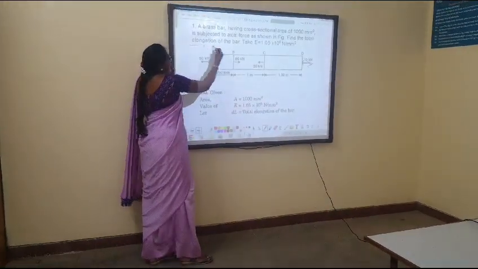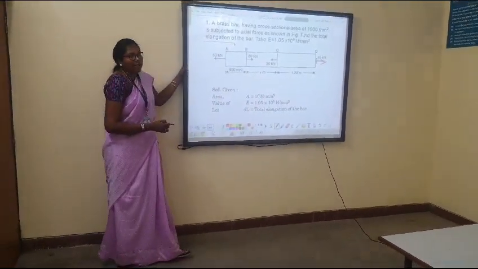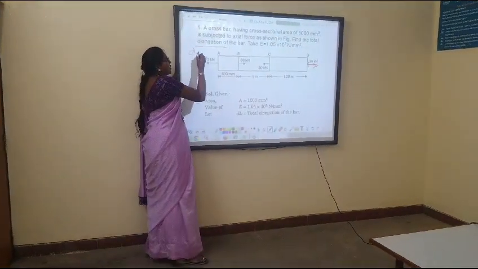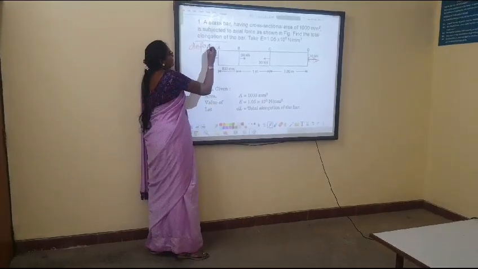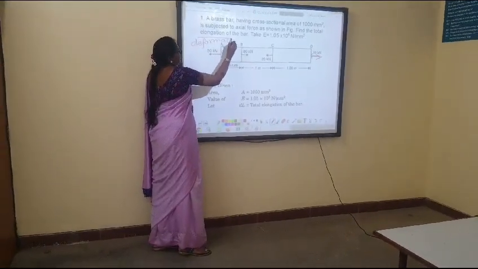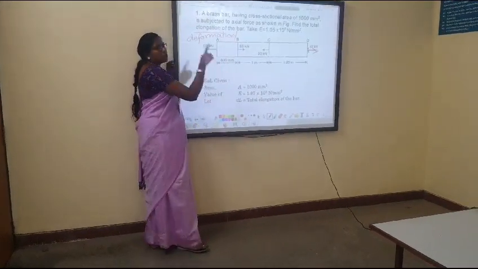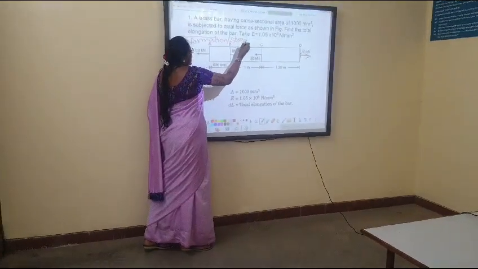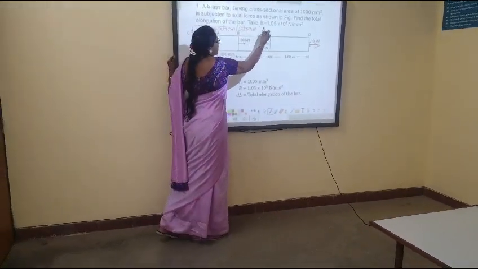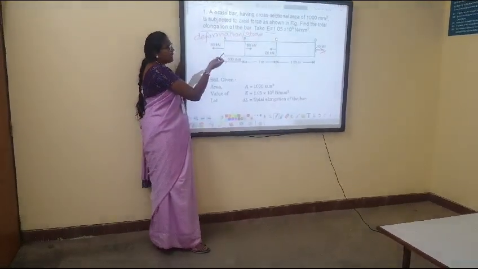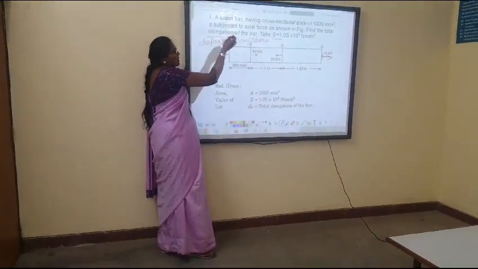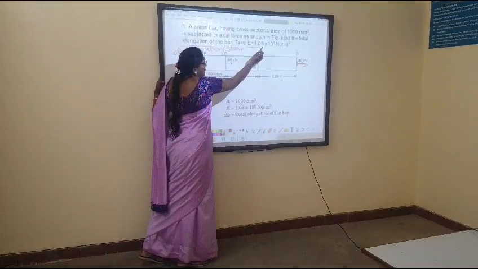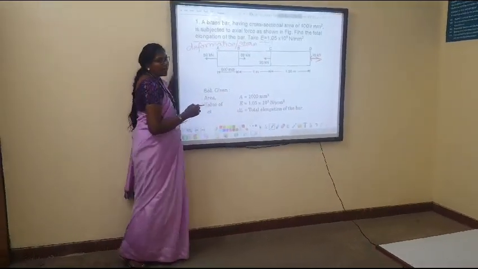The question is, you have to find out the total elongation of the bar. The total elongation is otherwise called the total deformation or the resultant strain. Please understand, total elongation, total deformation or the strain, all are the same. Then Young's modulus of the material is given. The bar is made up of brass. Young's modulus will be different for each and every material. It is given as 1.05 into 10 power 5 Newton per mm square.